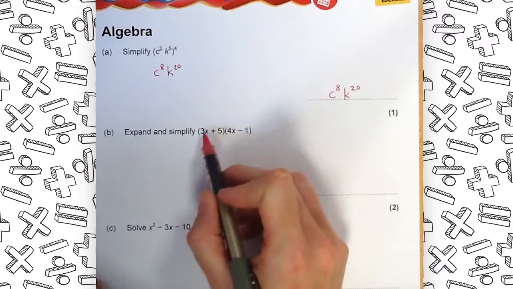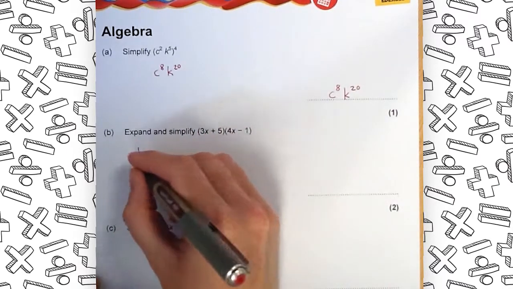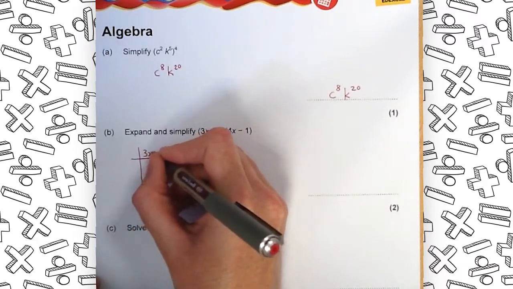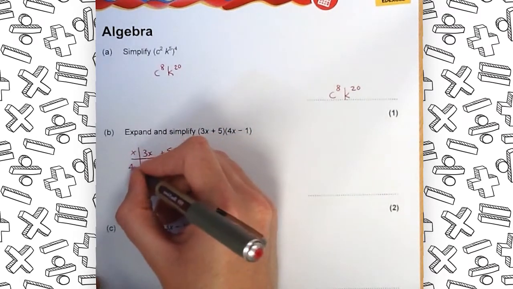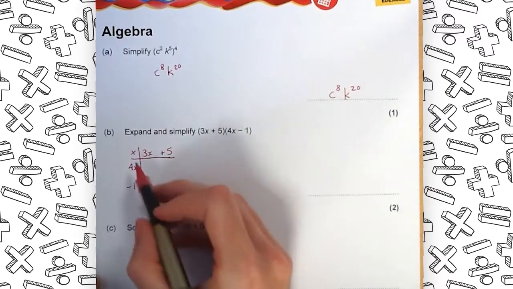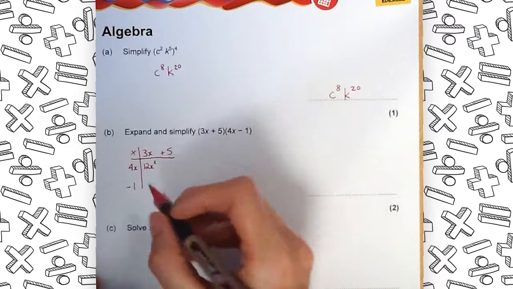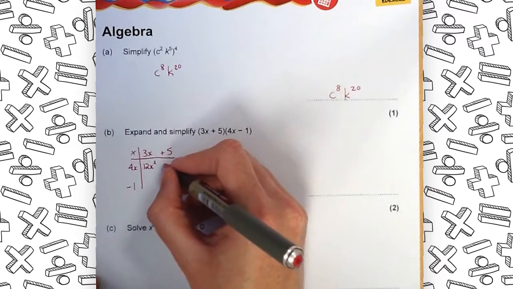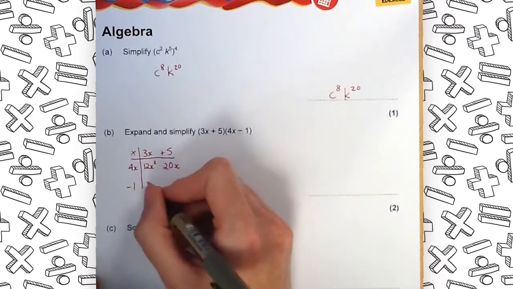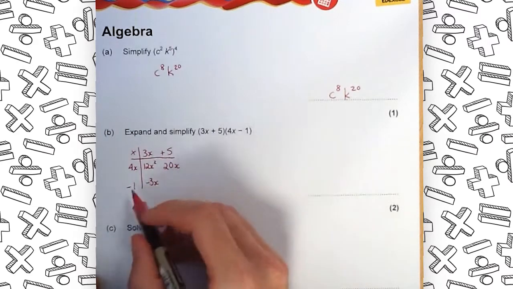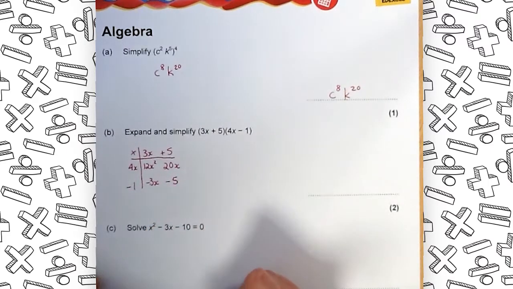Here, to expand these brackets out, the easiest way is to use the grid method. This gives me 3x plus 5 on the top, multiplied by 4x minus 1 here. 4x multiplied by 3x gives me 12x squared. 4x multiplied by 5 gives me 20x. Minus 1 multiplied by 3x gives me minus 3x. And minus 1 multiplied by 5 gives me minus 5.